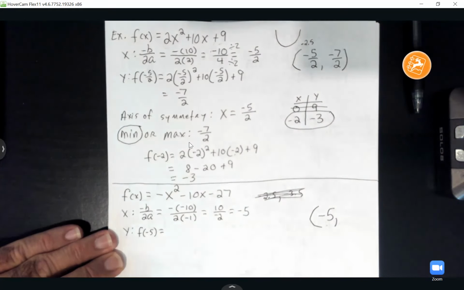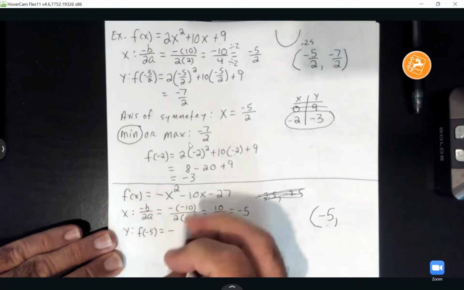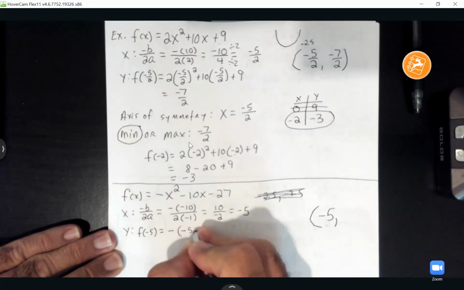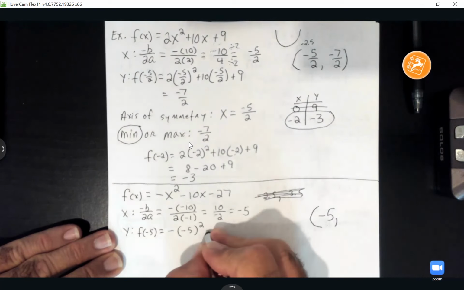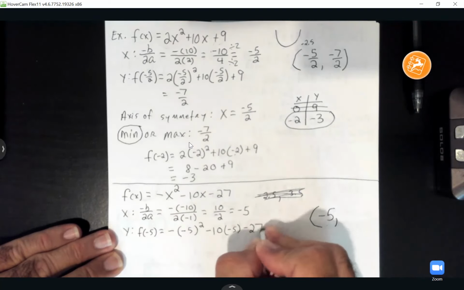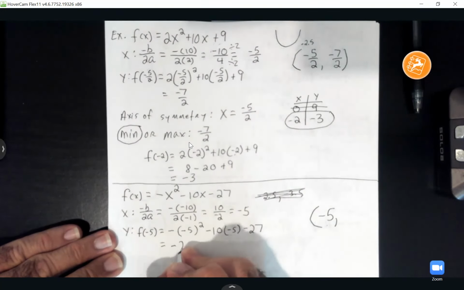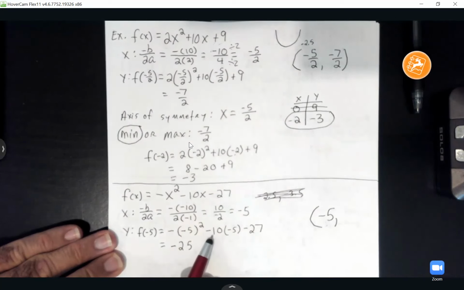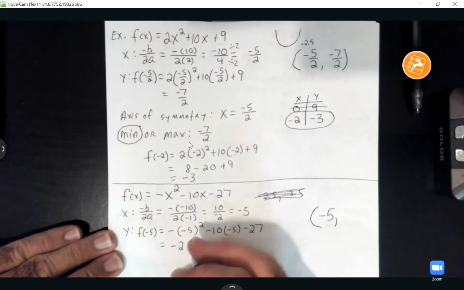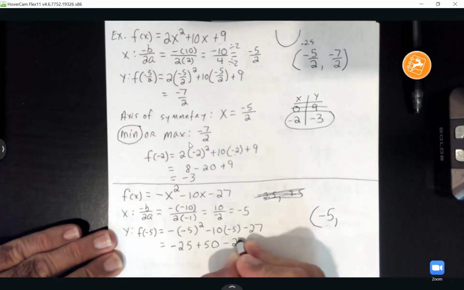Now, y'all, this is where you got to watch out. You got that negative, so write that negative no matter what. Then put your -5 in parentheses and square that. Minus 10 times -5 minus your 27. So -5 times -5 when you square it is a 25, but this negative in the front is going to keep it a -25. Here you got a -10 and -5 that makes a +50. And then at the end is my -27.